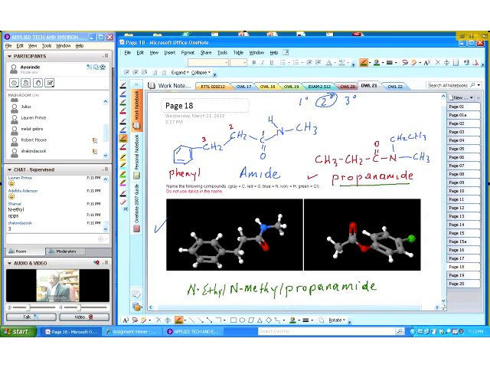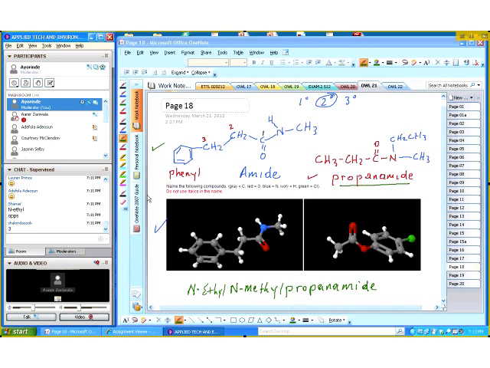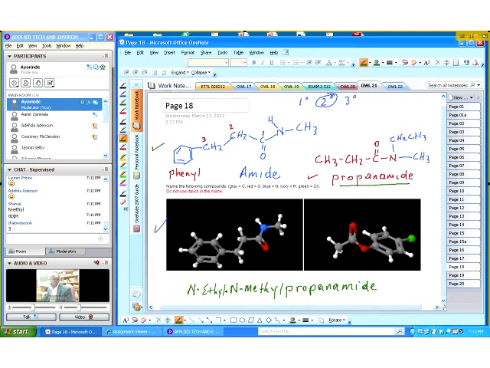Okay, so now that I've given you that background, let us come back to this molecule here. Somebody asked a question. Go ahead. Do we put a dash between the ethyl and the other N, or is it just a space? Yeah, I'm sorry, say dash in there. Thank you. Okay, N-ethyl, N-methyl, propane amide. Very good.